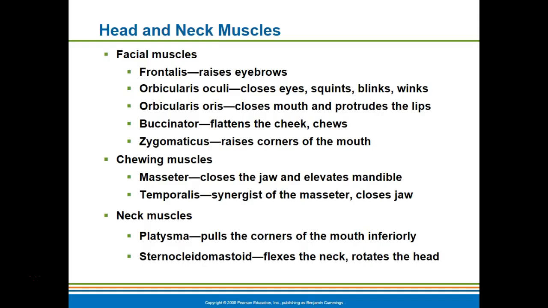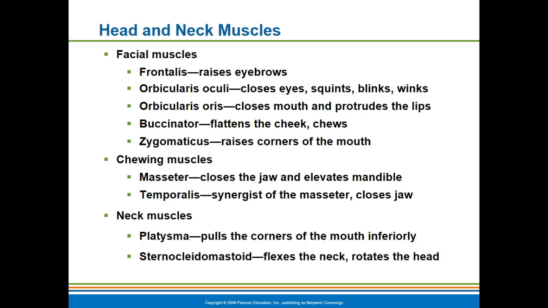So the head and the neck muscles. Let's first go through facial muscles. So the frontalis, orbicularis oculi, orbicularis oris, buccinator, and zygomaticus.